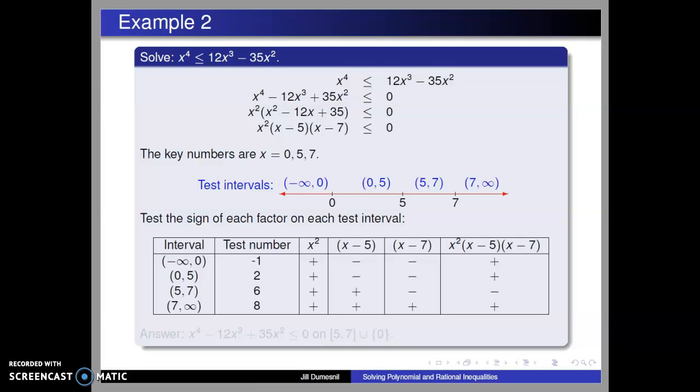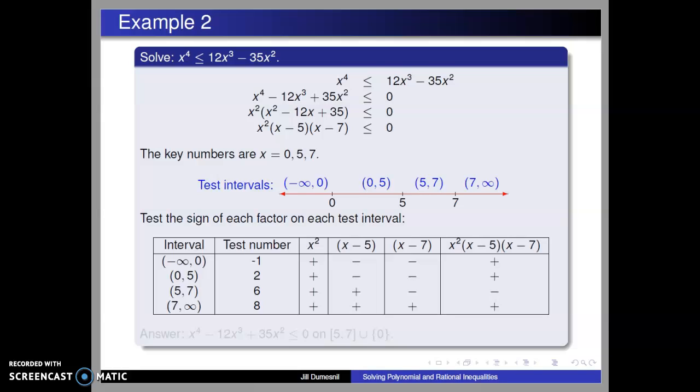Notice that the factor x squared is always positive. The factor x minus 5 is negative until we pass x equals 5, and then that factor is positive. Similarly, the factor x minus 7 is negative until we plug in test numbers bigger than or past x equals 7. We can compute the sign of the product by counting the number of negative factors.